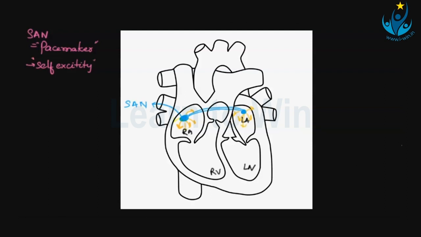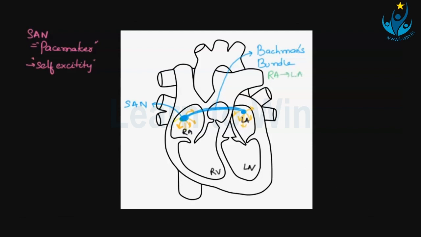This conduction of the impulse from the right atrium to the left atrium is caused by a group of tissues or a bundle called Bachmann's bundle. Bachmann's bundle is a group of tissues that help in conducting the signal. It conducts it from the right atrium to the left atrium.